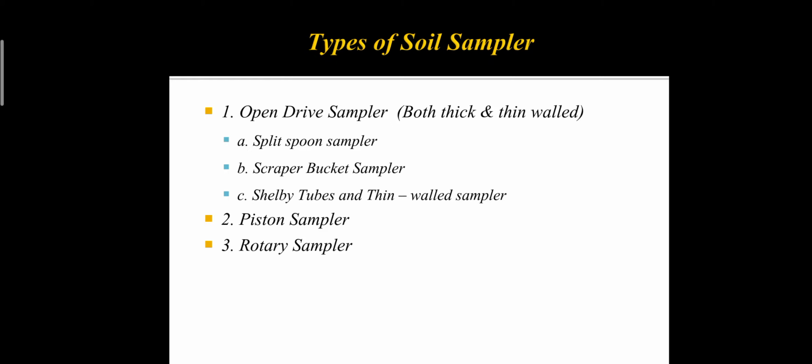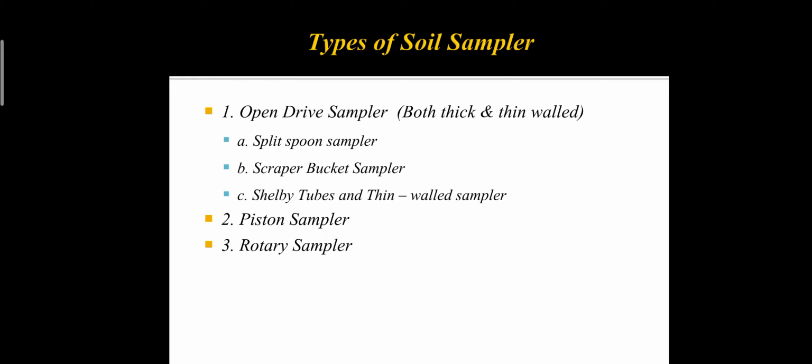Okay, types of soil sampler. When you take soil sampler, we have 5 different types, or basically 3 different types: open drive sampler, piston sampler, rotary sampler. In open drive sampler we have 3 types: split spoon sampler, scraper bucket sampler, and Shelby tubes and thin walled sampler. இதில் ஸ்ப்ளிட் ஸ்பூன் சாம்பிளர், ஸ்க்ராப்பர் பக்கெட் சாம்பிளர் ரெண்டுமே டிஸ்டர்ப்டு சாம்பிள்ஸ் தான் கிடைக்கும்.